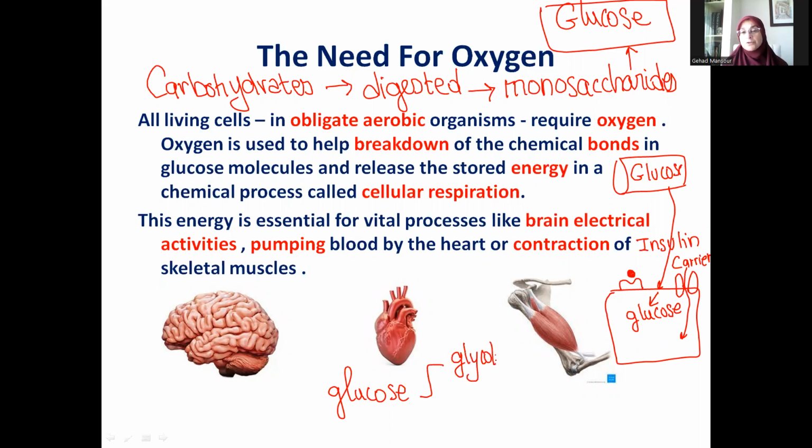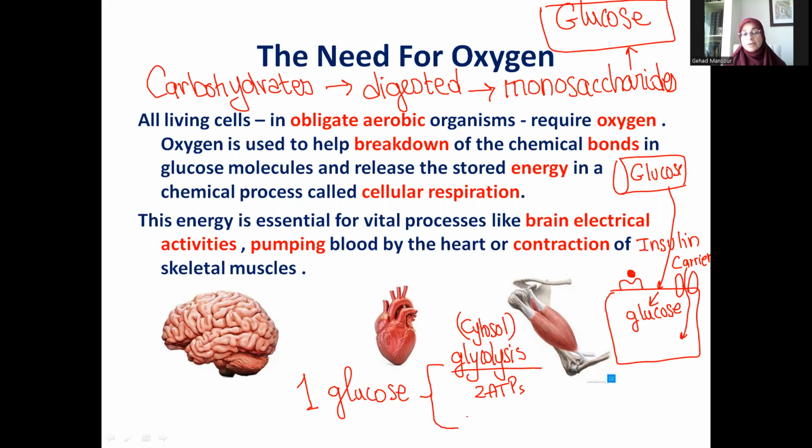But that glycolysis produces a very small amount of energy. So if we have one molecule of glucose that is broken down in the cytosol through glycolysis, it will produce only 2 ATP molecules. Of course, 2 ATP molecules store a very small amount of energy.